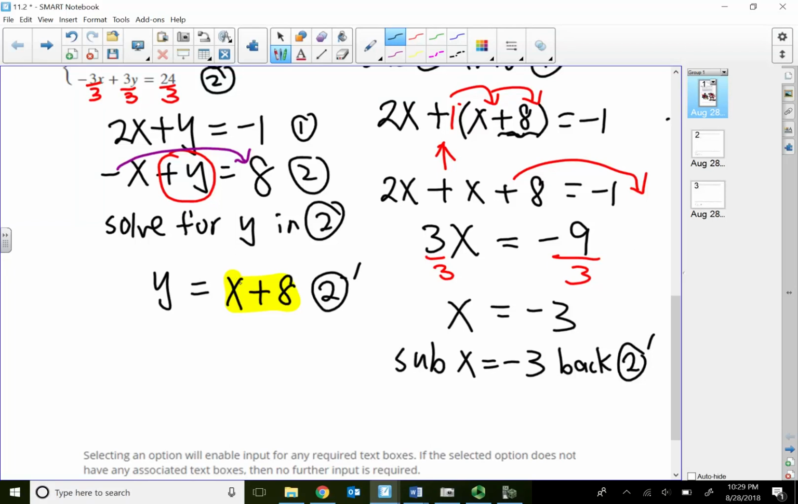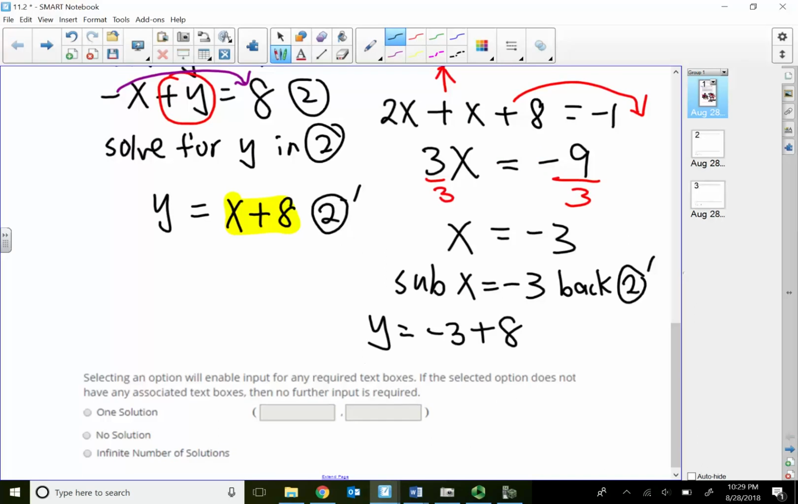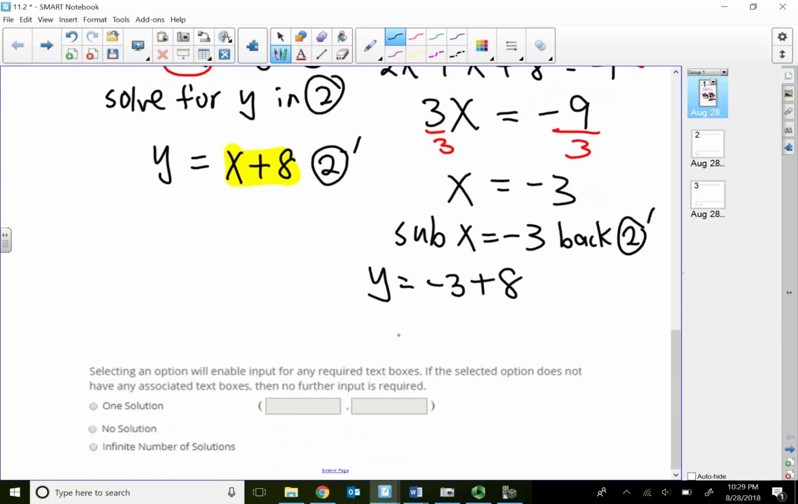So I'm replacing this x with negative 3. So my second prime normally says y equals x plus 8. Now you will say negative 3 plus 8. So my answer, y got to equal positive 5. All right. So I have one solution. And my point of intersection is going to be negative 3, comma 5. Okay, make sure y'all don't write these two numbers backwards.